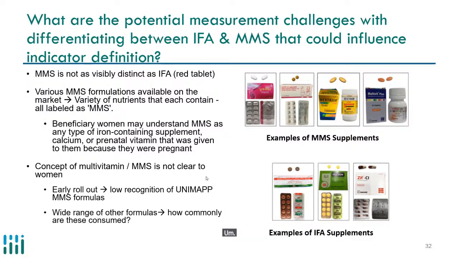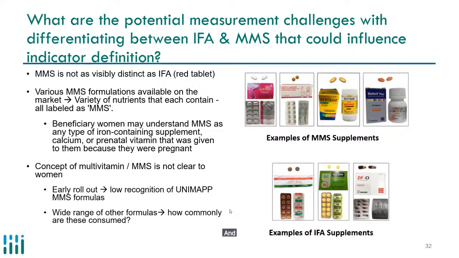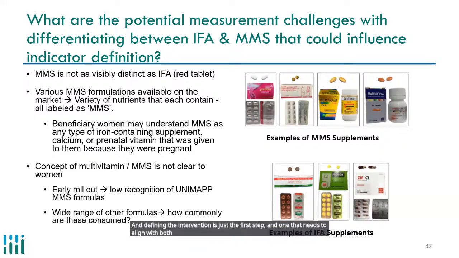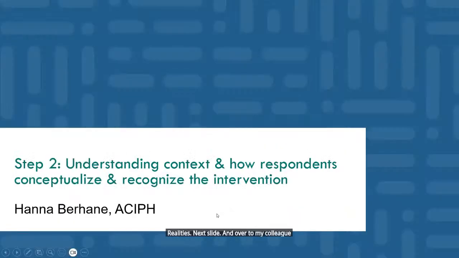The key message is that you need to deeply understand the product, the target population, and delivery methods to be able to make a decision on the intervention. And defining the intervention is just the first step, and one that needs to align with both policy intent and data collection realities. Next slide, and over to my colleague, Hannah.